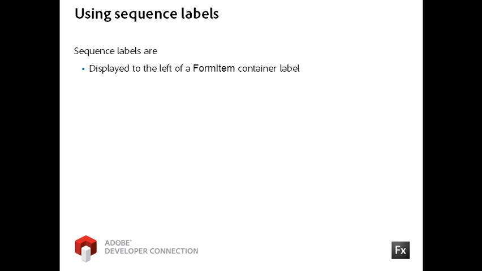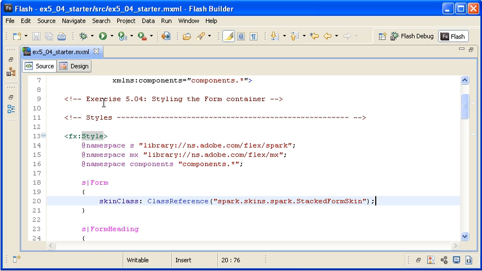Sequence labels are displayed to the left of the form item container label. It is defined with the sequence label property and can contain any text as its value. Now I'm going to show you how to add sequence labels that display to the left of the form item containers.